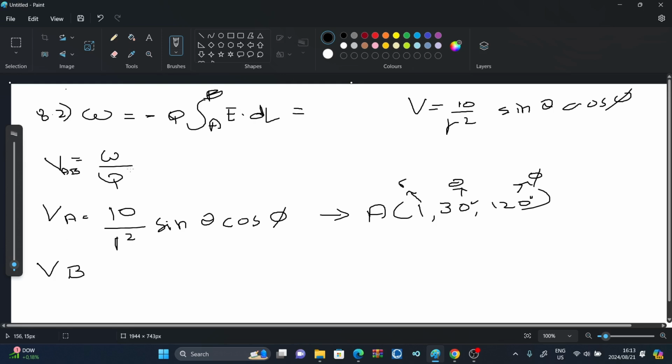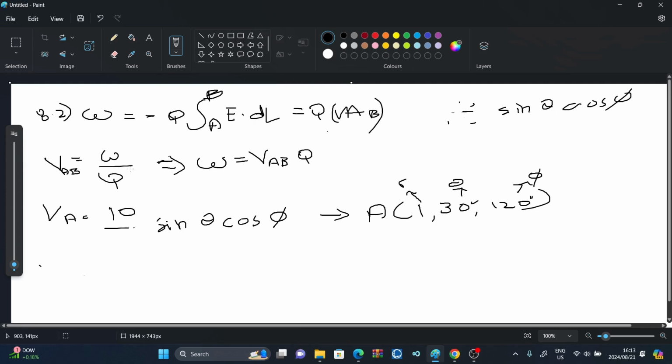Then do the same for VB, and when you get that, then your final voltage here will be, so if we have work done, then you know your work done will be VAB times Q. So we'll have our Q times VAB, right? We'll have our minus Q here.